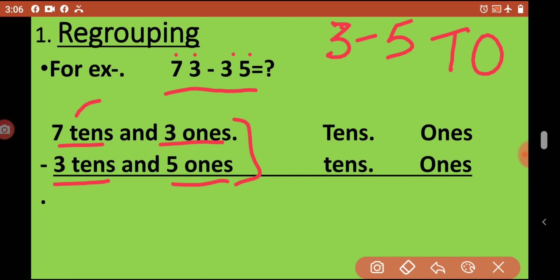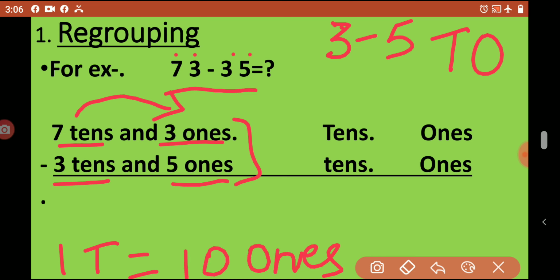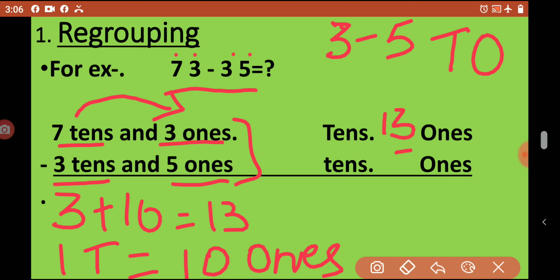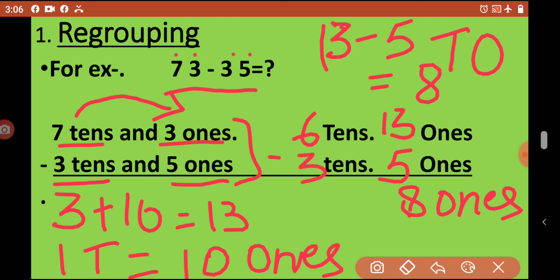So 3 takes borrow from 7. Now 7 gives their 1 tens to 3 and 1 tens equal to 10 ones. Now 3 ones become 3 plus 10 equal to 13. Now in ones place there is 13 minus 5. Now 7 gives their 1 tens to 3, so 7 becomes 6 tens and 3 remains same. Now we can subtract the numbers. 13 minus 5 equal to 8, so 8 ones, and 6 minus 3 equal to 3 tens.